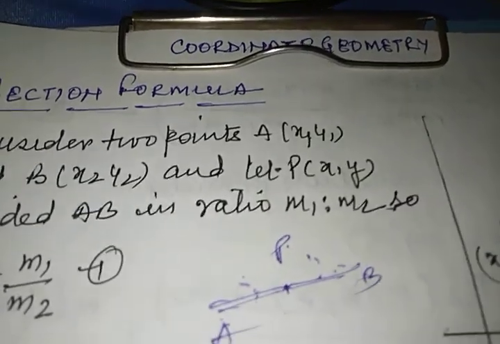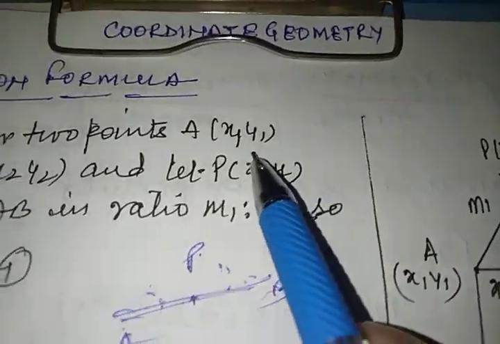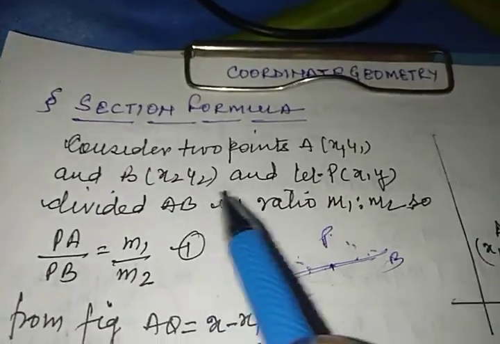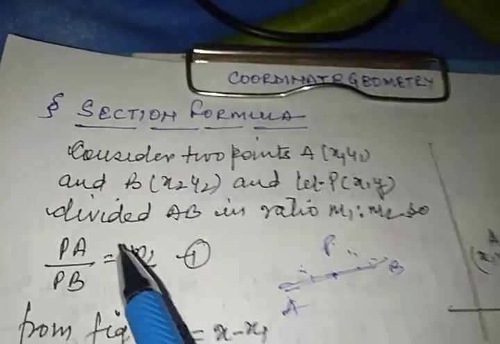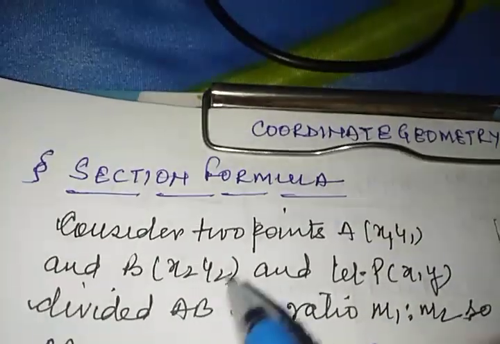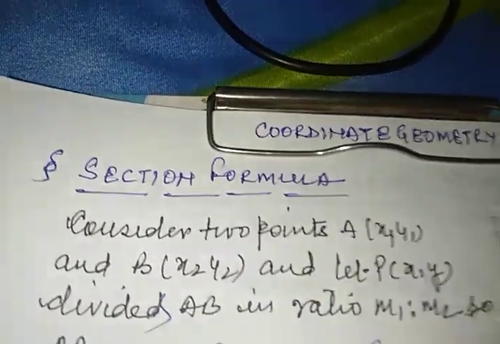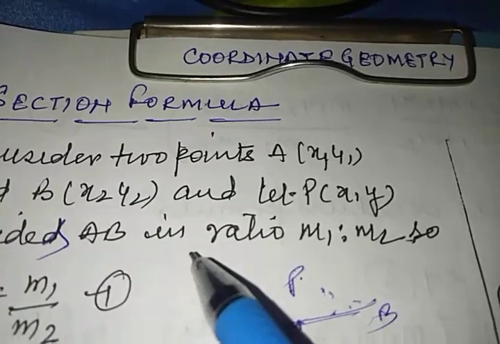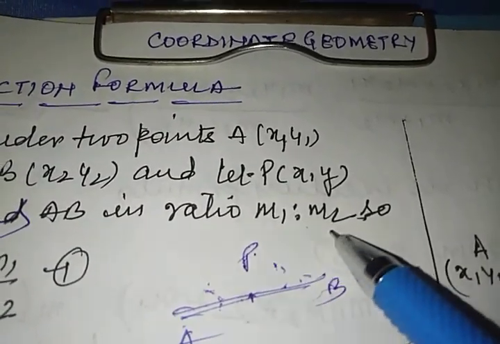Okay, 2 points are there. One is A, x1, y1. One is B, x2, y2. And let P(x, y) divide AB in the ratio m1 is to m2.